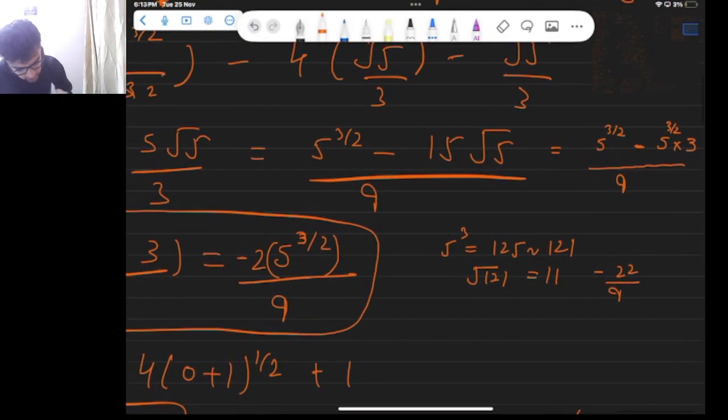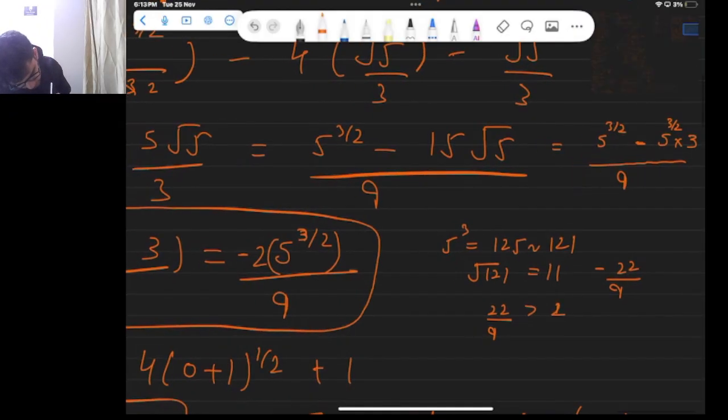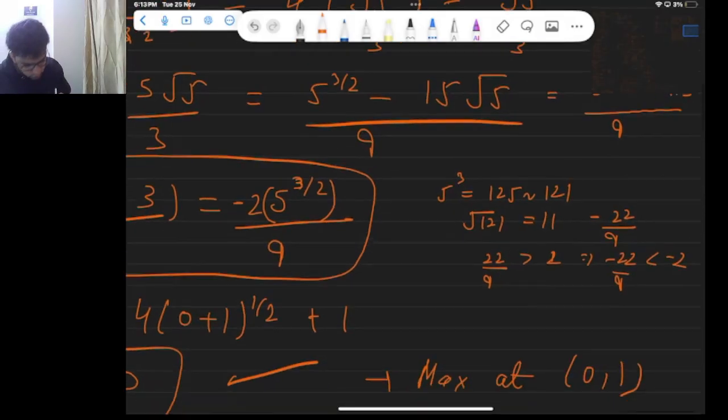Minus 22 by 9 is less than negative 2. 22 by 9 is greater than 2, since 18 by 9 is 2, right? So negative 22 by 9 is again less than negative 2.